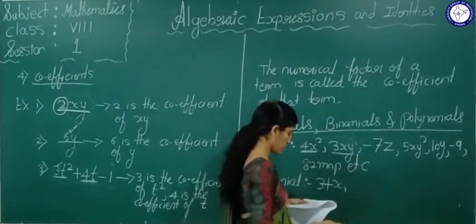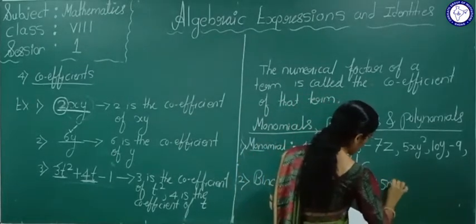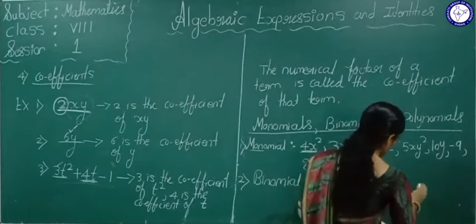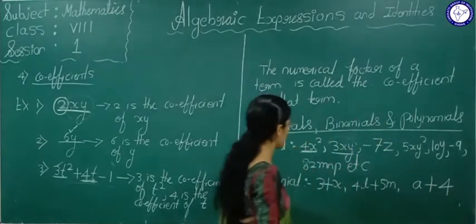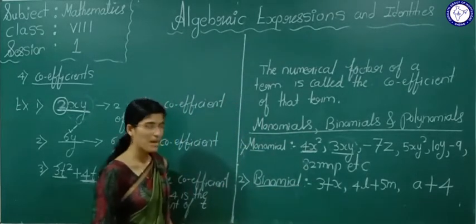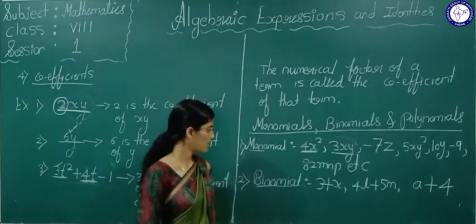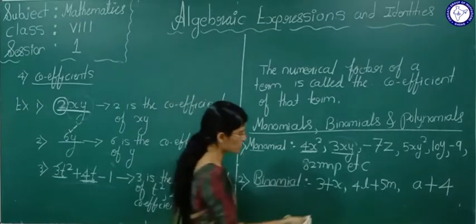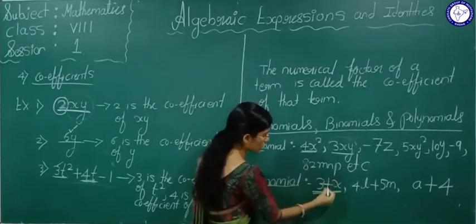Now I will give a few examples. 4l plus 5m, a plus 4. Now say, students, bi means 2. An algebraic expression containing two terms is called a binomial. Now see, this is an algebraic expression, right? Now what I told, here two terms are there.